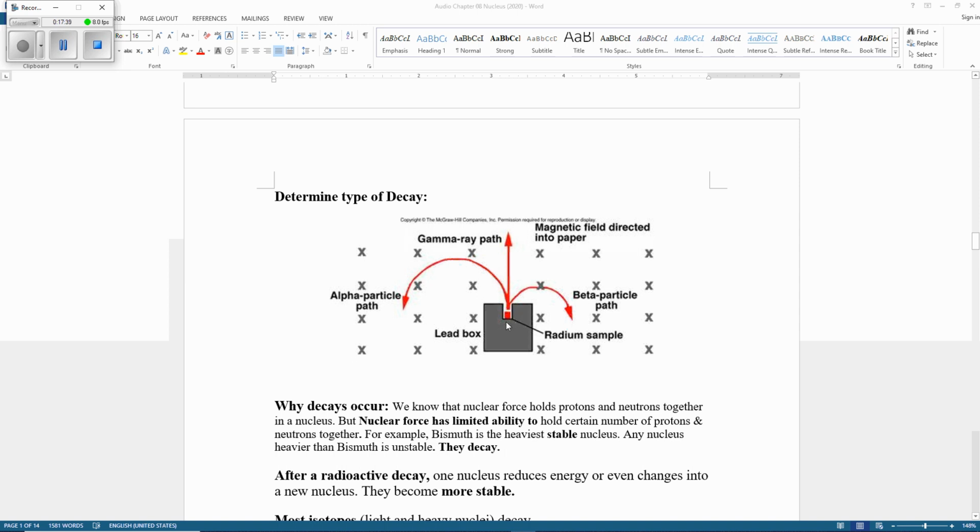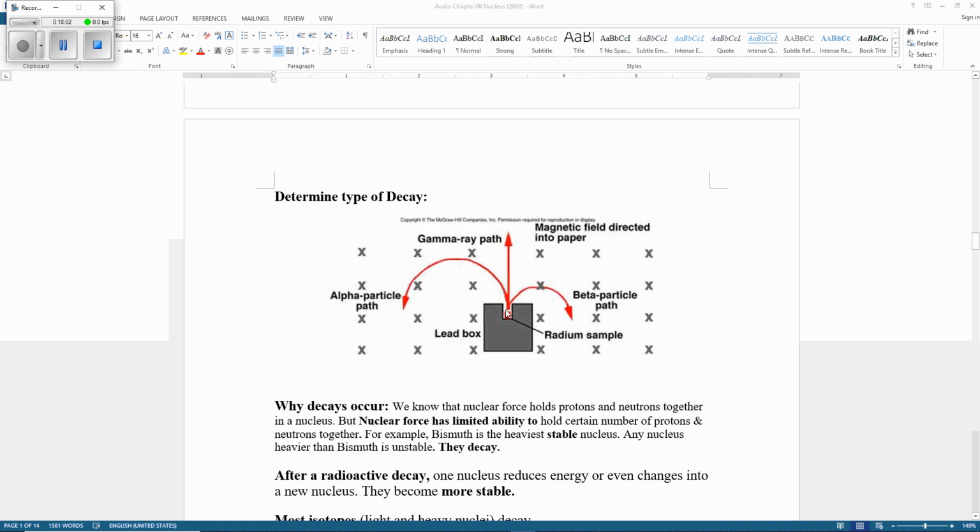Okay, so if this is a chamber where decay happens, you don't know what kind of decay comes out. Now, if you have a magnetic field, you see the cross, that's the magnetic field. It means out of the paper is N, inside is S, like the arrow goes inside.